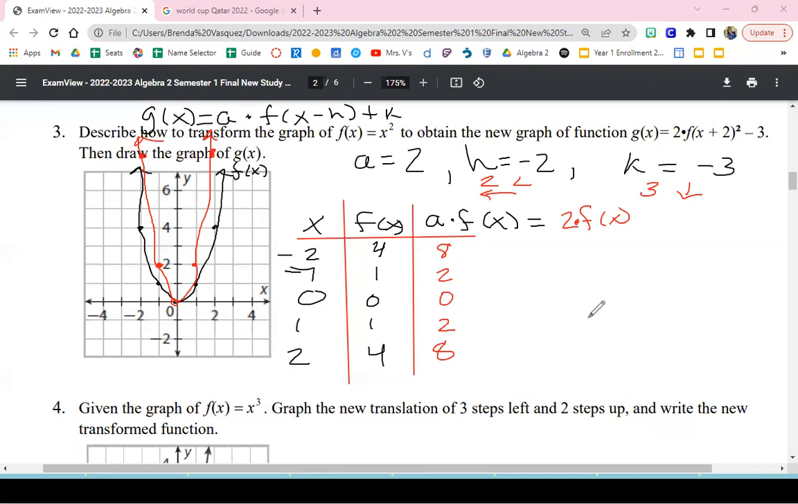Now from here, we have to what? Move it 2 to the left and 3 down. So let's go ahead and do the first one. I'm gonna do this one in green. 2 to the left. So I'm gonna start with this one. 1 and 2. And then 3 down. 1, 2, and 3. So here's my last point.